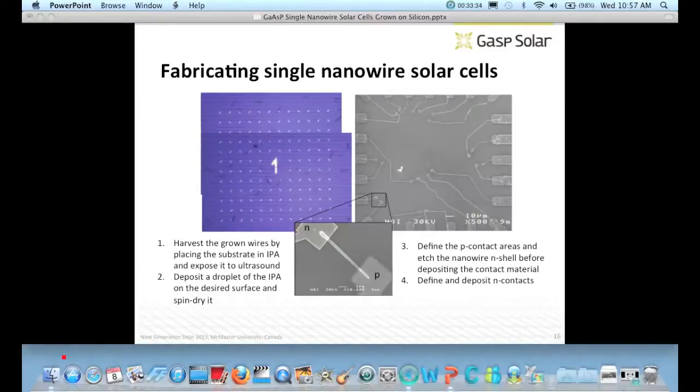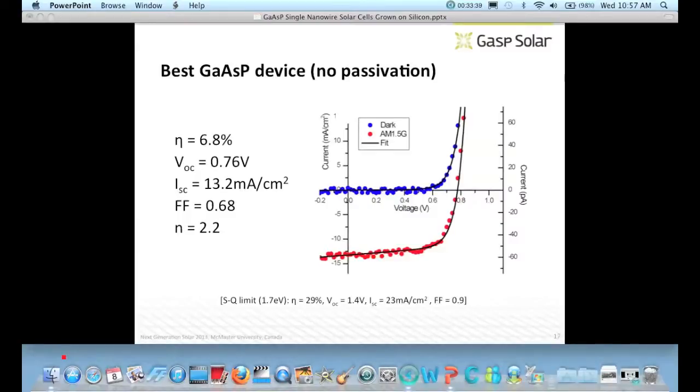So we measured, of course, on these devices, and the best gallium arsenide phosphide nanowire we got initially had low efficiency, 6.8%. Open circuit voltage, 0.76. Compared to the maximum theoretical possible for a 1.7 electron volt band gap, the VOC is slightly more than half of what we should get.